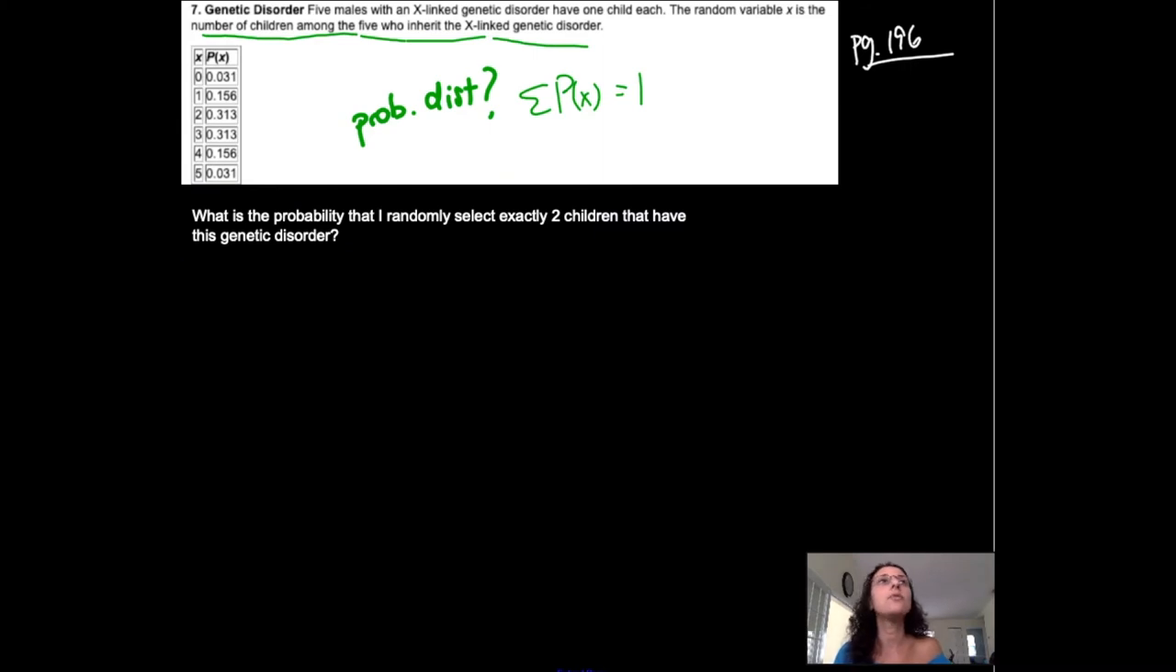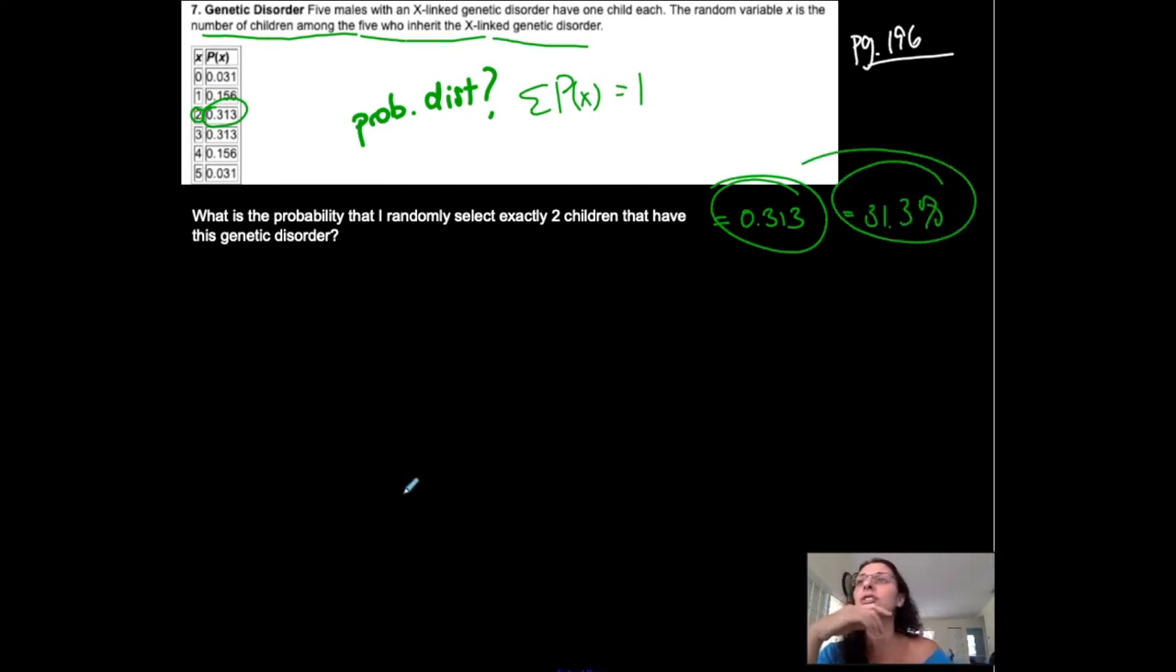Well, how do I do that? Look at my table. What is the probability that exactly two of the five children have this genetic disorder? Well, here's two, and the probability of that two is equal to 0.313. So my answer is 0.313 or 31.3%. I have no calculation that is required, not a big deal. The nice thing about the probability distribution is that everything is basically there for me. Everything is calculated for me.